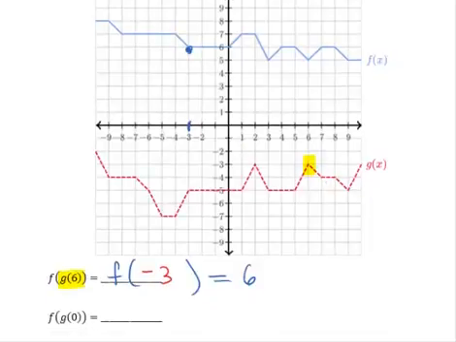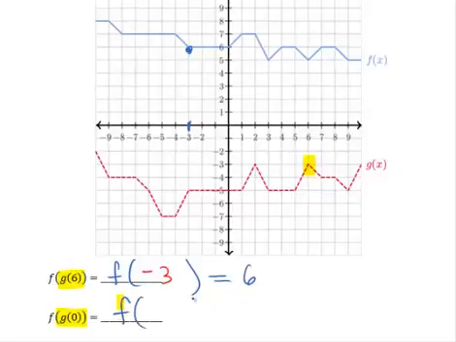Let's look at another example. Find the inside part. What is g of 0? So when we look at g of 0, here's 0. g at 0 is negative 5, so that's what comes in here. Now go back up to your graph and look for f of negative 5. So negative 5, and for f, that's 7.